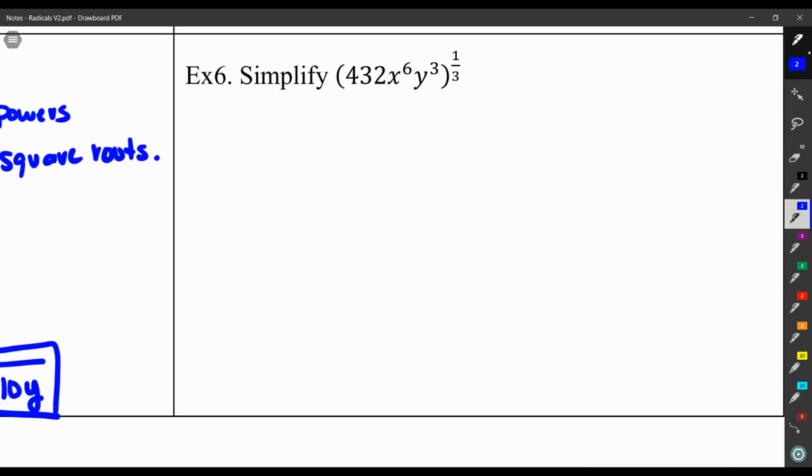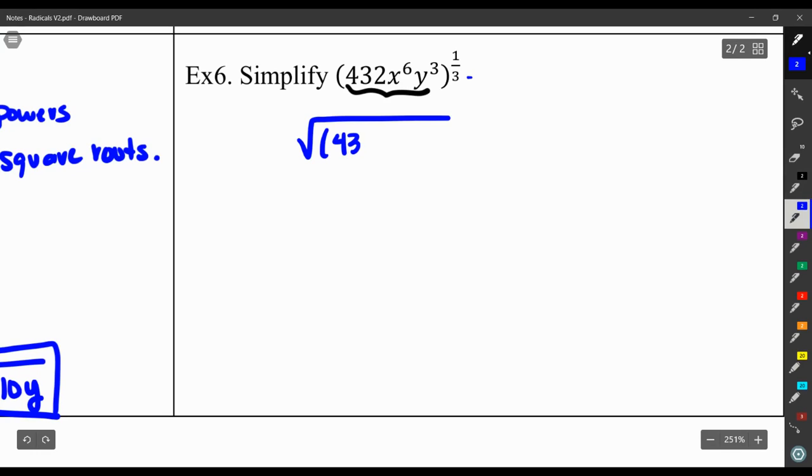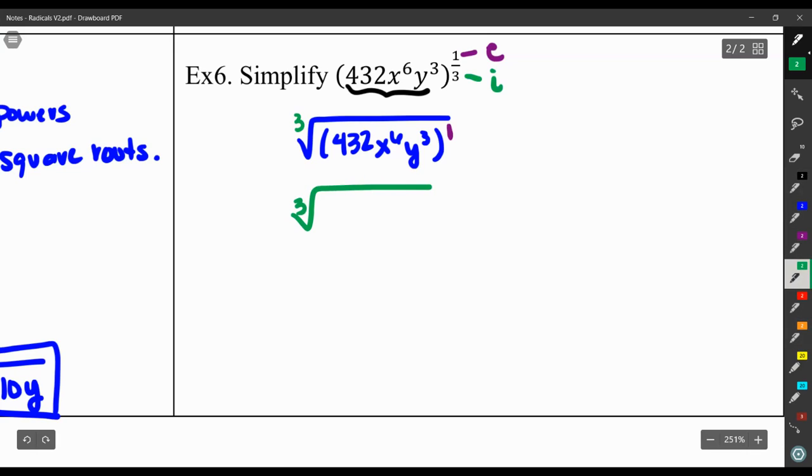Let's look at example 6. Example 6 is similar, except now we have a 3 on the bottom instead of a 2. Again, this here is the base, 432, x to the 6th, y to the 3rd. And now we have to deal with the fractional exponent. The 1 is the exponent on the inside, and 3 is the index, so the 3 is here. So what we have is the cube root of this 432x to the 6th, y to the 3rd, all to the first power. Anything to the first power is just itself, so this is just 432x to the 6th, y to the 3rd.